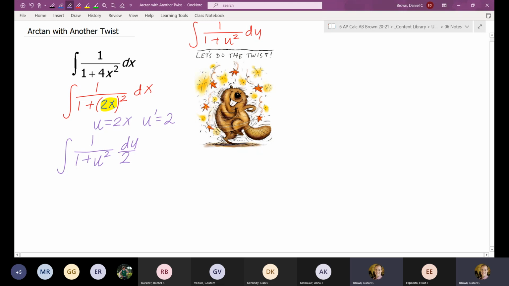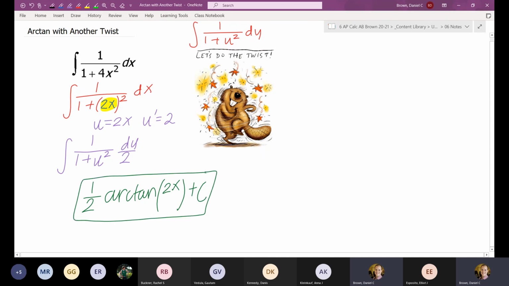Now that is clearly the arctangent rule. I have a 2 out in front in the denominator, which is going to give me 1/2. 1 over a, but our a value is just 1 because of the 1 there. So I'm going to go ahead and have the arctangent of u over a. Again, a is 1, so it's just 2x, and that is your answer.